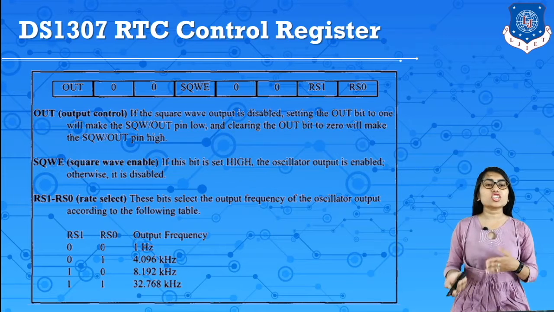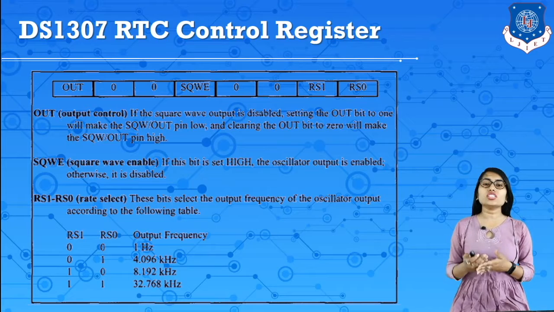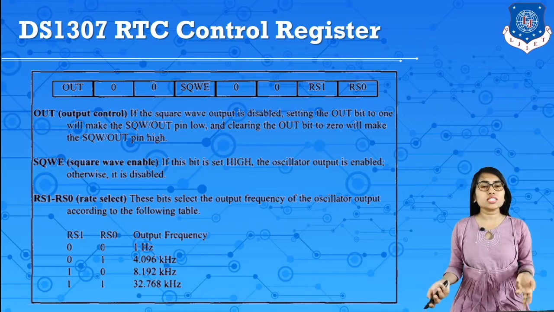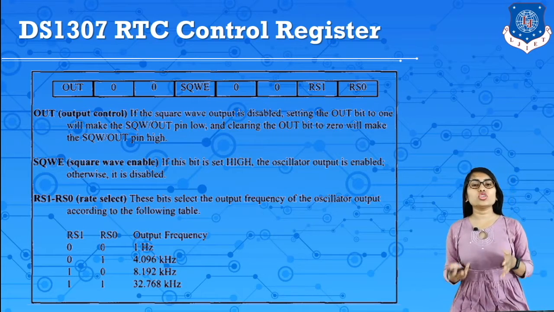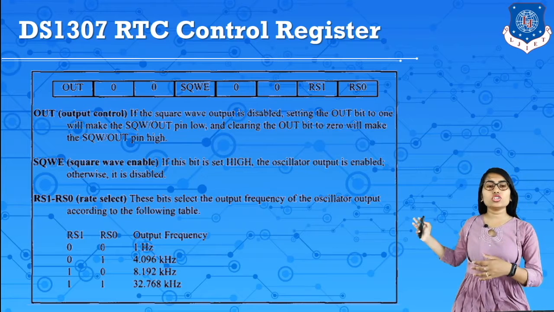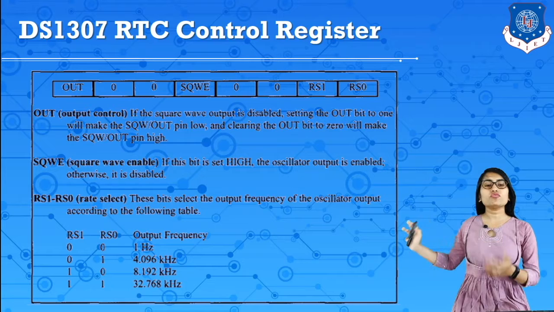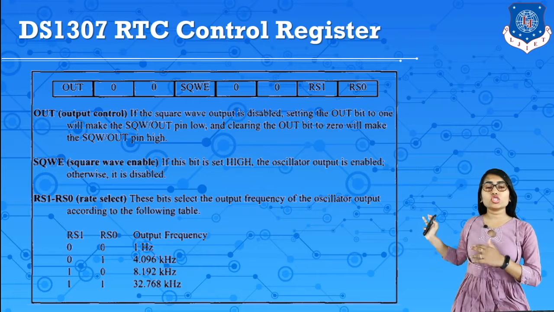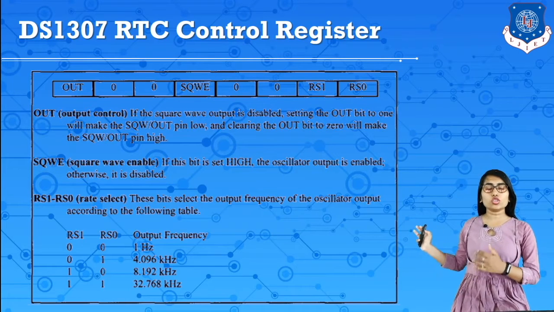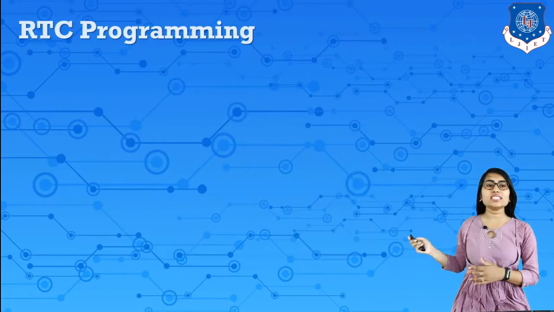Then the next is SQWE, square wave enable. If this bit is set high, the oscillator output is enabled, otherwise it is disabled. Then RS1, RS0 is rate select. These bits select the output frequency of the oscillator output according to this table. If 00, then 1 Hz; 01, then 4.096 kHz; 10, then 8.192 kHz; and if 11, then 32.768 kHz. So to define a rate, we can use the RS bits of the DS1307.